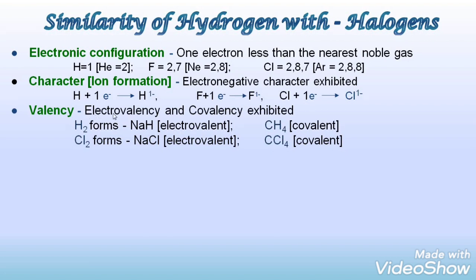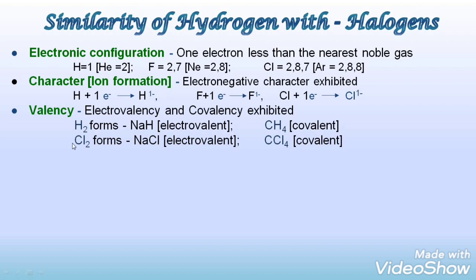When we talk about valency, electrovalency and covalency both are exhibited by halogens. Similarly, hydrogen also exhibits electrovalency and covalency. When hydrogen reacts with metals, it forms electrovalent compounds. When it reacts with other nonmetals, it forms covalent compounds. We have an example here. When hydrogen reacts with a metal like sodium, it forms sodium hydride, which is electrovalent. When hydrogen reacts with the nonmetal carbon, it forms CH4, that is methane, which is a covalent compound.